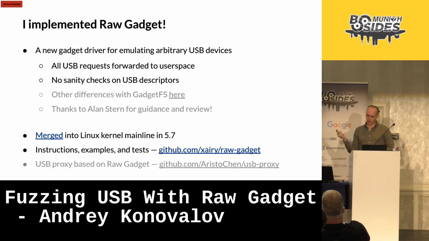And I actually mailed this upstream. So I mailed the Linux kernel patches, and they were accepted in version 5.7. I think it was released over a year ago. Right. And I have a GitHub repository in case you want to check it out with some examples and instructions on how to run Raw Gadget.